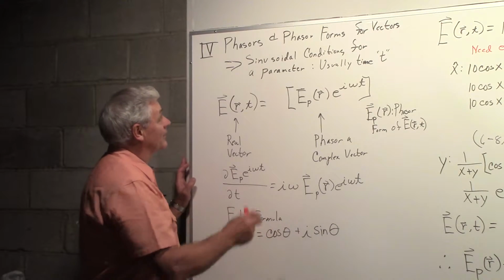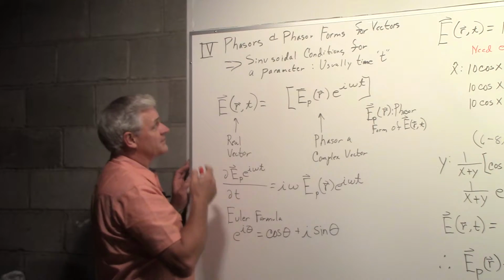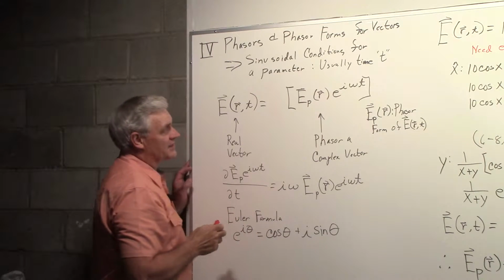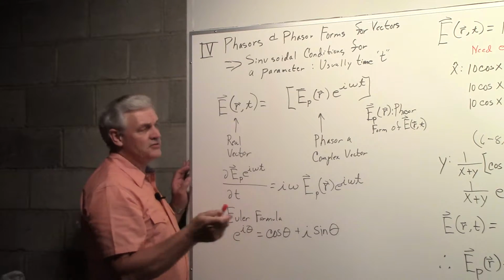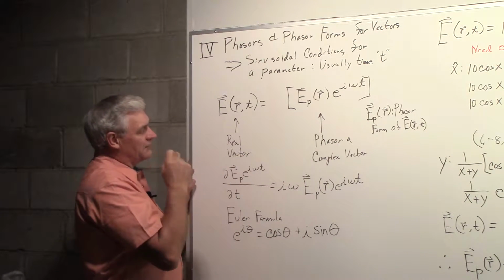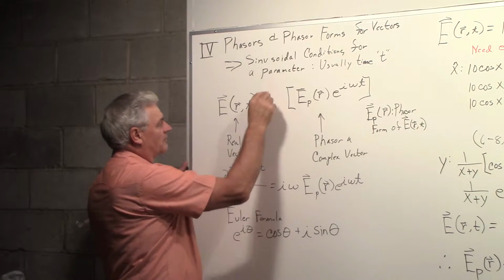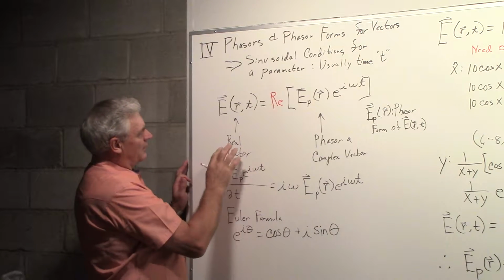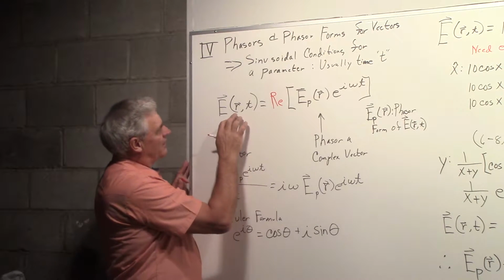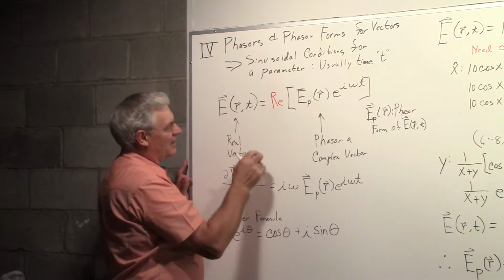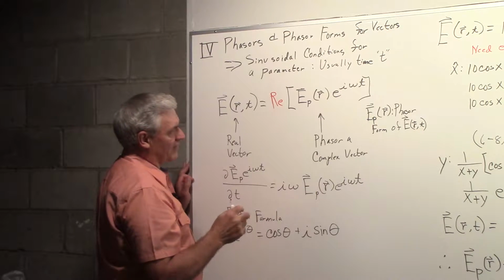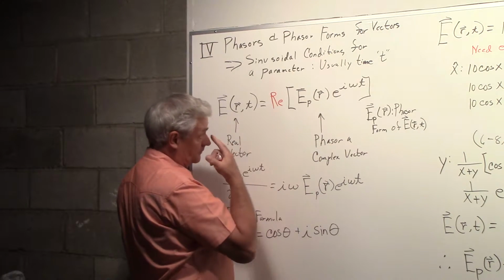This is part 4 now of phasors and phasor forms for vectors. The phasor form is something that works well when you have sinusoidal conditions for a particular parameter, and usually that parameter is time t. And the relation between the real vector and the phasor form is, here we have the real vector. We're using E as an example of a function of a position vector in time, and that's going to be equal to the real part of the phasor form of the vector, e to the I omega t.